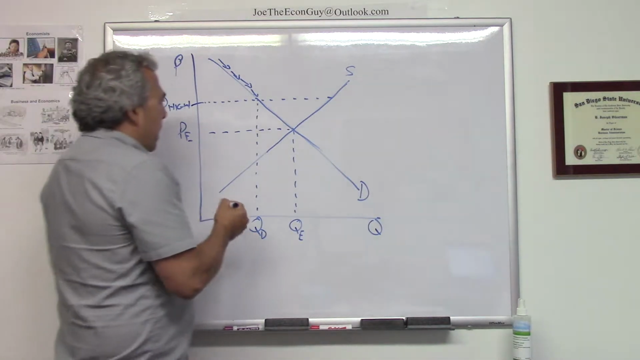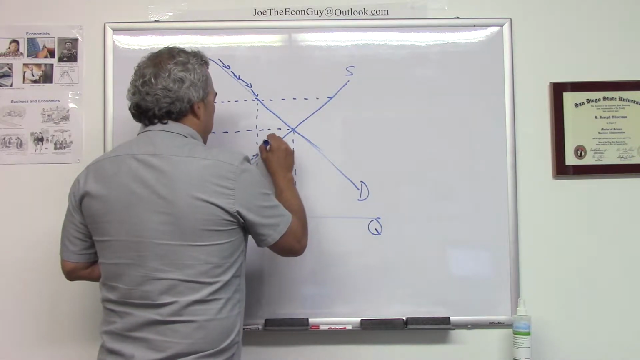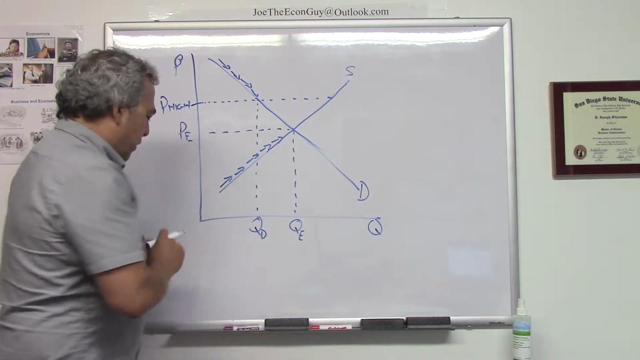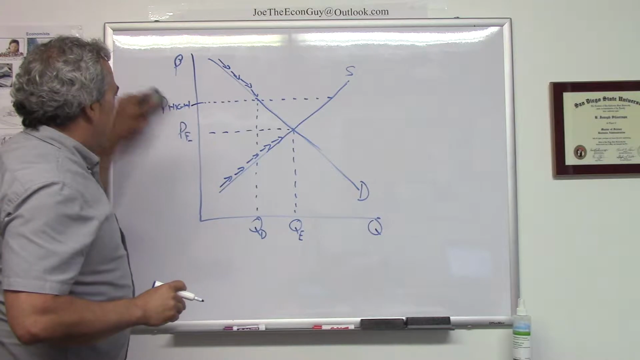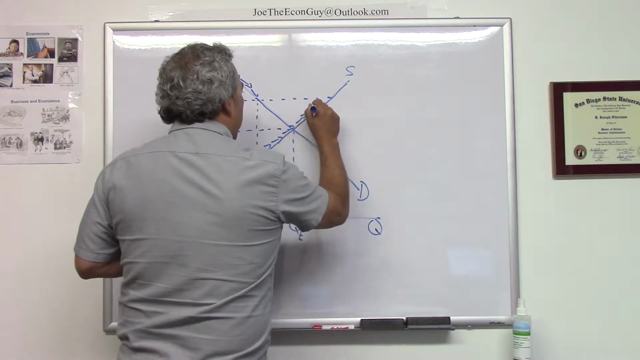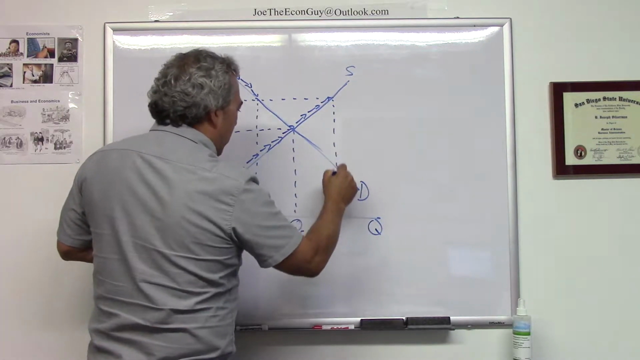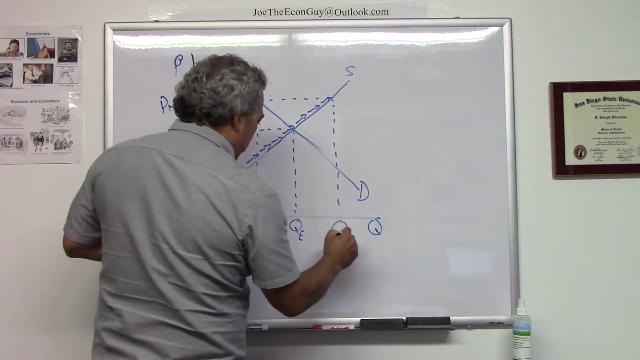Okay. What about producers? Well, producers are going to move from left to right up the supply curve. Remember, we're saying that the price in the market is not PE, it's P high. So they're going to blow right past PE. They're going to keep on going until they get to P high. And then what we'll do is we'll drop a line down to the quantity axis, and we'll call this QS.